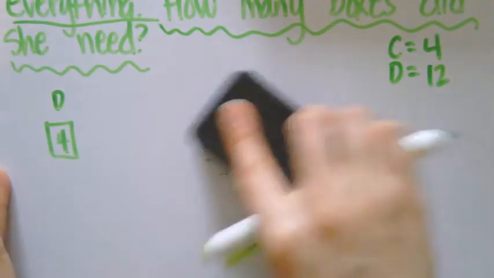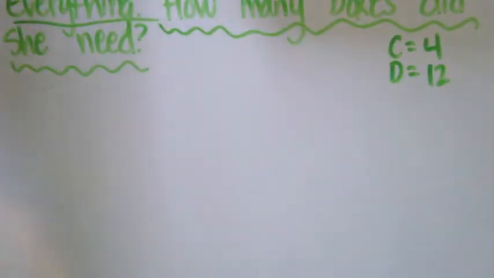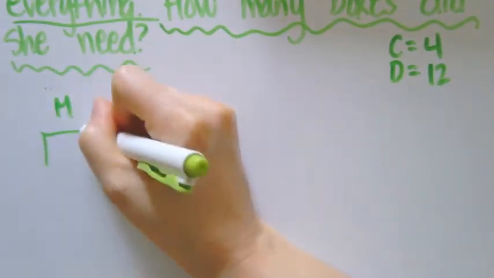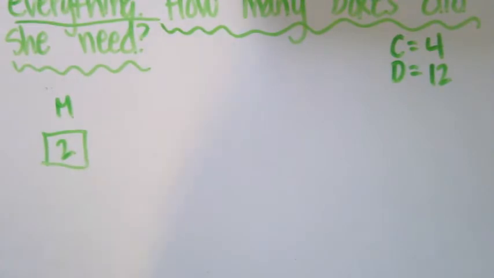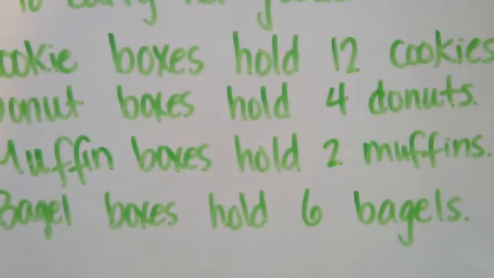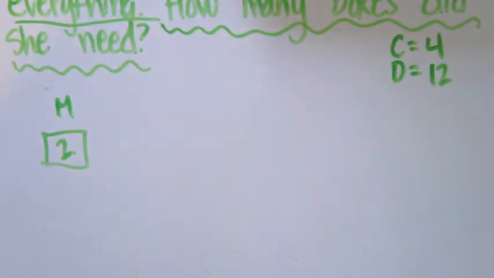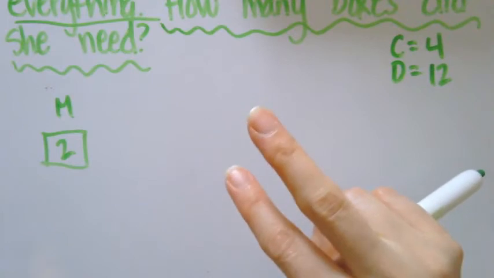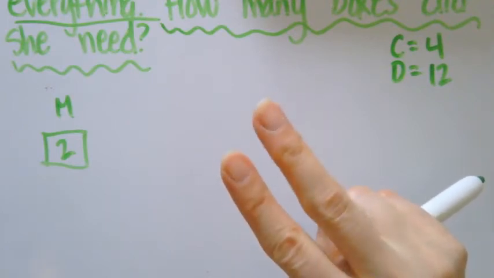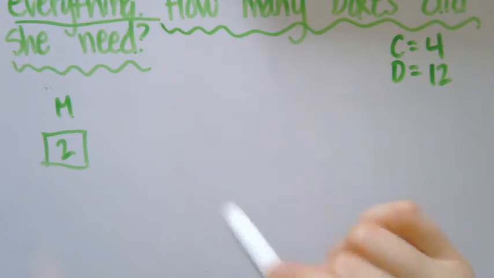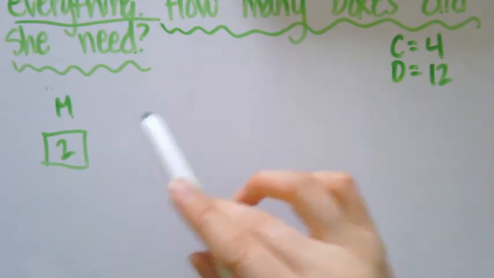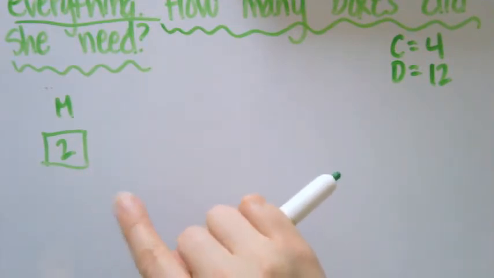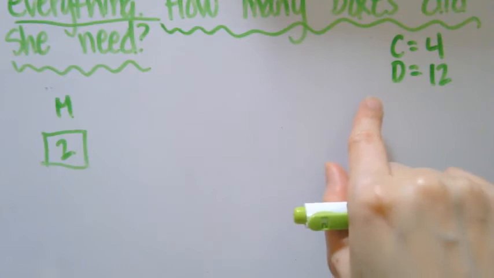Here we go. For muffins, we know that muffins will hold 2. They must be really large muffins, 2 muffins in every one box. Using the 2 strategies I can use, or using a third one, there are lots of different ways to get there. I'm choosing not to draw the boxes because the number is getting smaller and smaller. That means I would have to make a lot more boxes. You're noticing that pattern there.